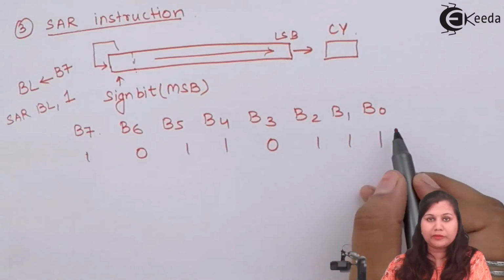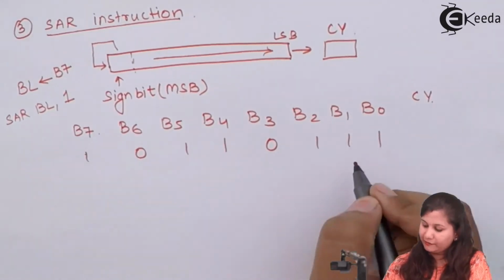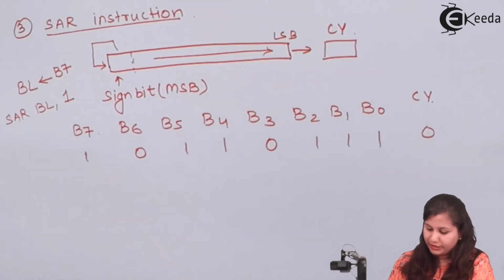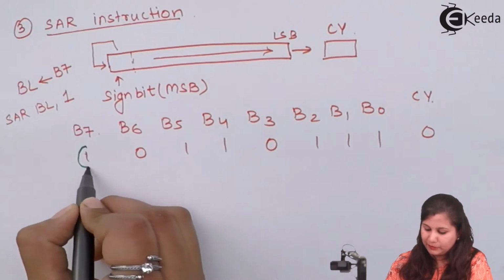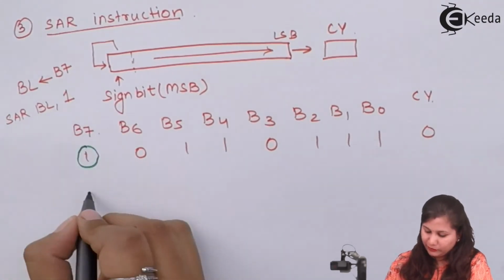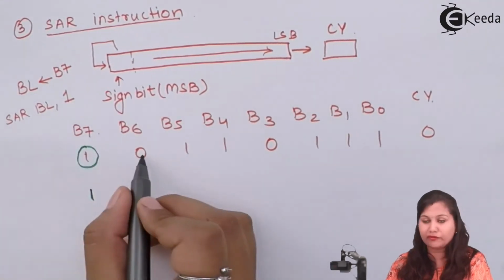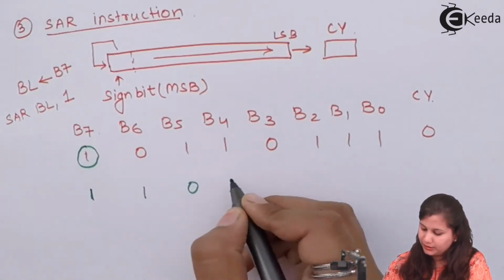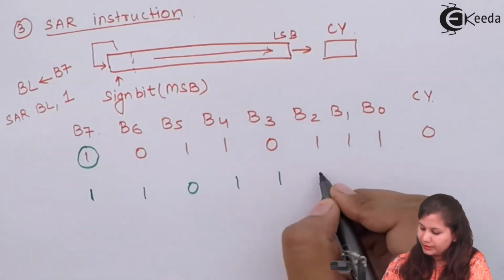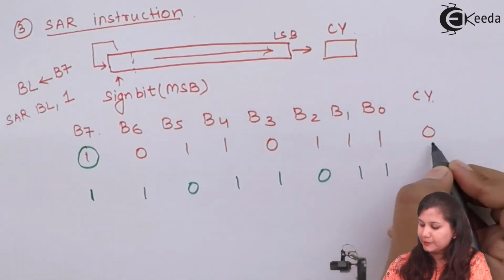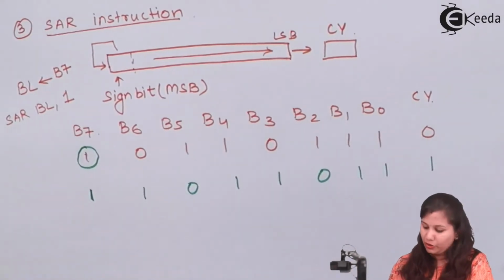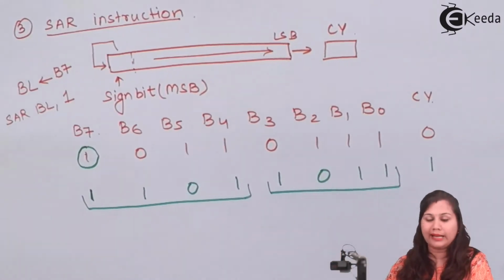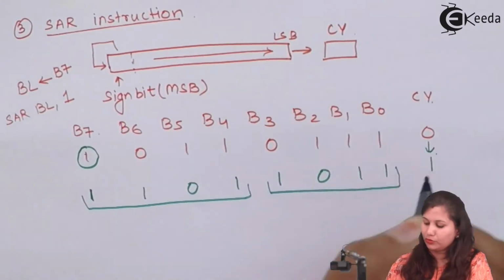So all the bits will be shifted. Here we have the carry flag. Suppose it is 0 before the execution. After execution, when we shift, the MSB is 1, so the MSB will again be made 1, and this 1 will be shifted to the B6 position also. So here we will have 1, 0, 1, 1, 0, 1, 1, and the LSB is shifted to the carry flag. So now these are the new contents, and the carry flag is changed from 0 to 1.